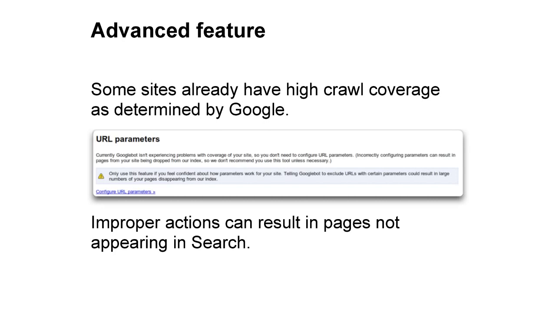Incorrectly configuring parameters can result in pages from your site being dropped from our index, so we don't recommend you use this tool unless necessary. For those of you who have that message, you're good to go, and no further viewing is necessary. But for those of you who don't have that message, please keep watching. One of the main takeaways is that improper actions on the URL parameters feature can result in pages no longer appearing in search. Again, it's an advanced feature.